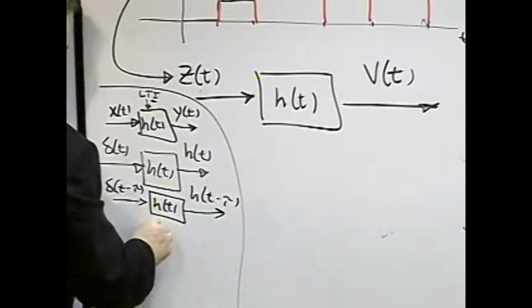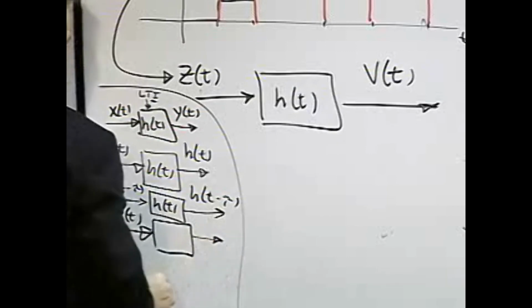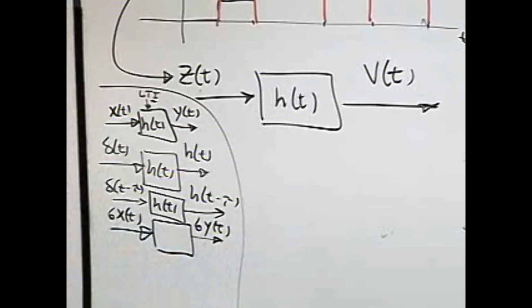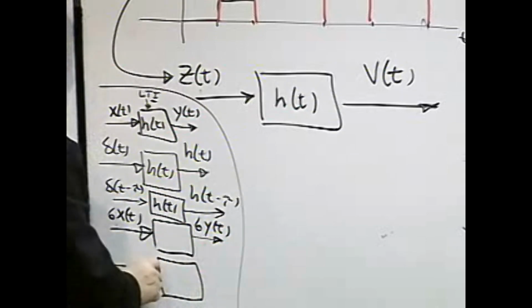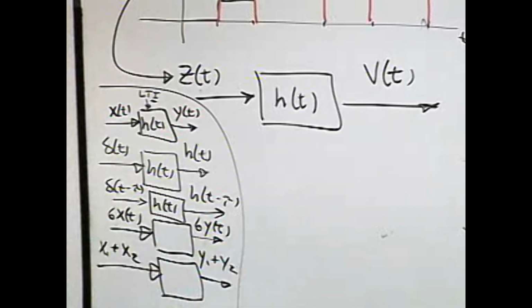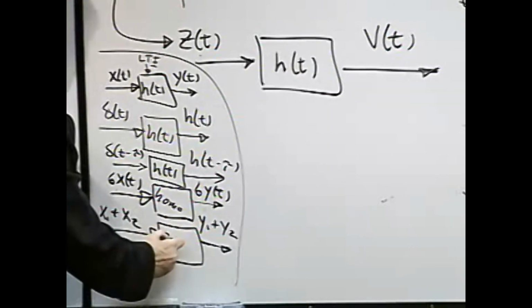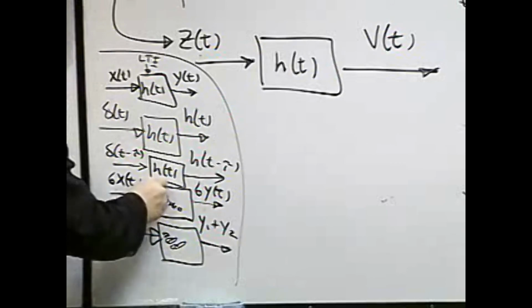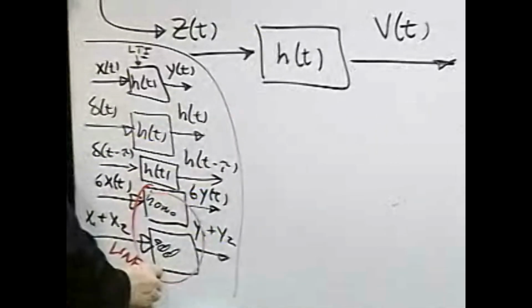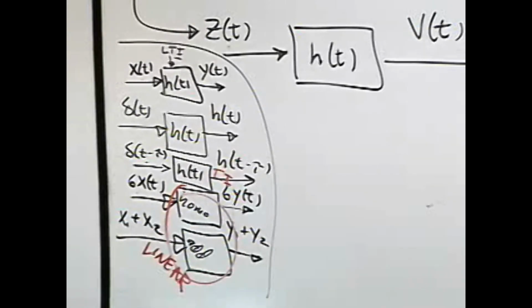Another thing, too, is that if we put in x of t and got out y of t, and then we put in 6 times x of t, what would we get out? 6 times y of t. This is the homogeneity property of linear systems. And there's also something which says that if we put in x1 plus x2, we get out y1 plus y2. The response of the sum is the sum of the responses. And if a system displays homogeneity and additivity, together these properties are referred to as being linear. If it obeys the shift property, it is said to be time invariant. So we talk about LTI, or linear time invariant systems.